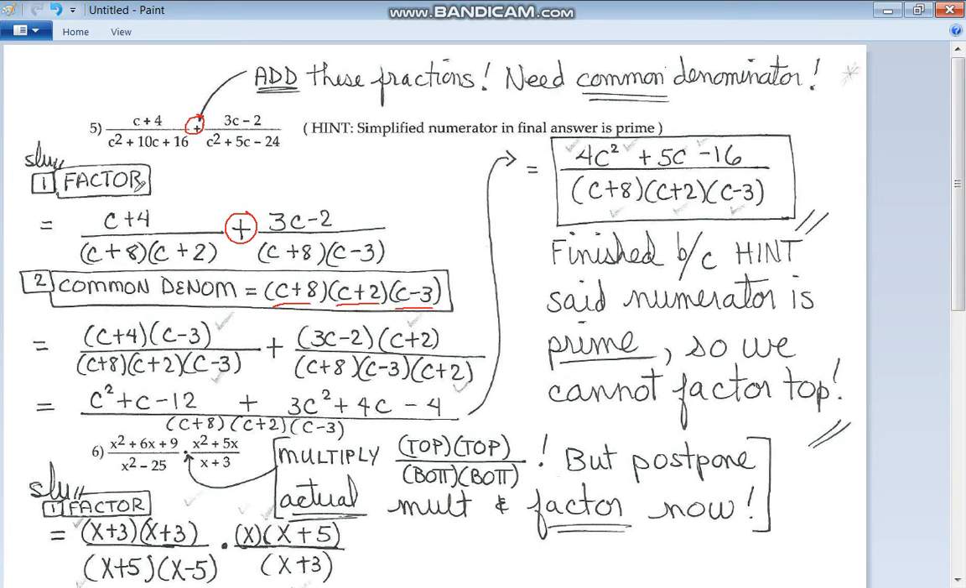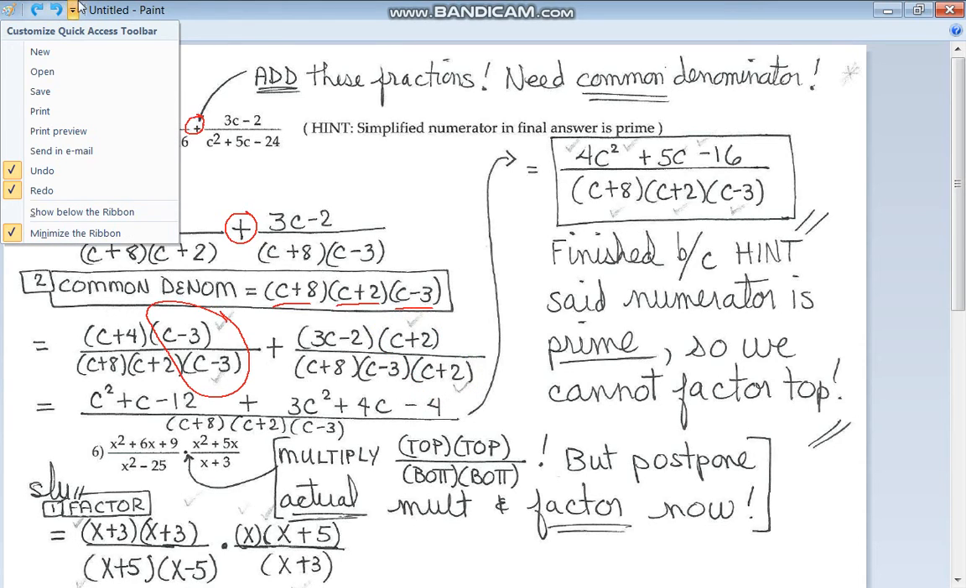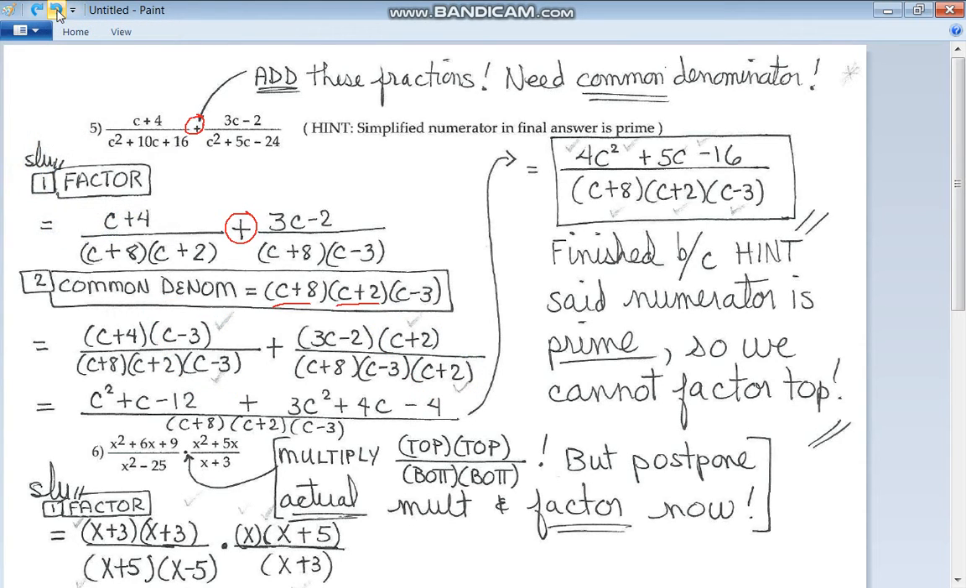Okay, to get the first fraction to have that denominator, we must multiply by c minus 3 over c minus 3 across the top and the bottom. To get the second fraction to have the common denominator, we must multiply the top and the bottom by c plus 2. Now that means we can distribute the multiplication on the top of each of these fractions. Oops, trying to clear that up a little bit.